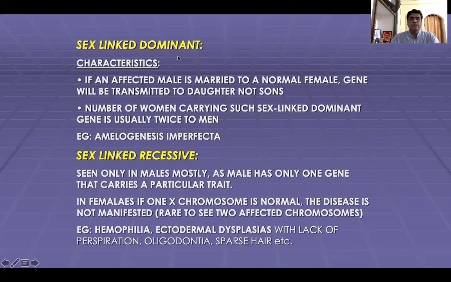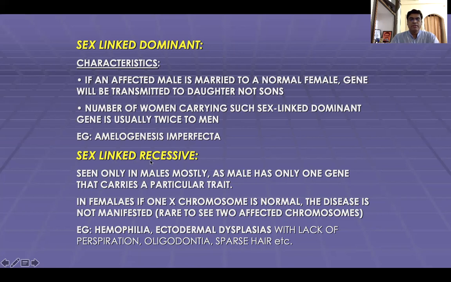So for sex-linked or X-linked dominant, the characteristics are: if an affected male is married to a normal female, the gene will be transmitted to the daughters, not the sons. The number of women carrying such an X-linked dominant gene is usually twice that of men. The example for X-linked dominant inheritance is amelogenesis imperfecta.